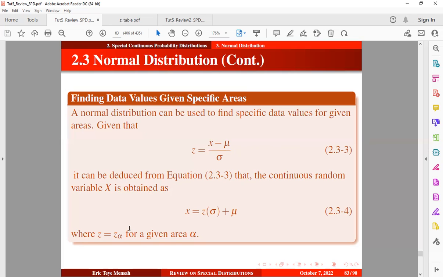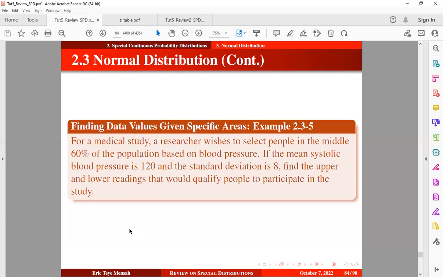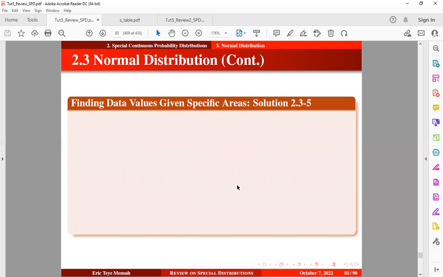Okay, so let's take an example. For a medical study, a researcher wishes to select people in the middle 60% of the population based on blood pressure. If the mean systolic blood pressure is 120 and the standard deviation is 8, find the upper and lower readings that would qualify people to participate in the study. So let's take a look at the solution.